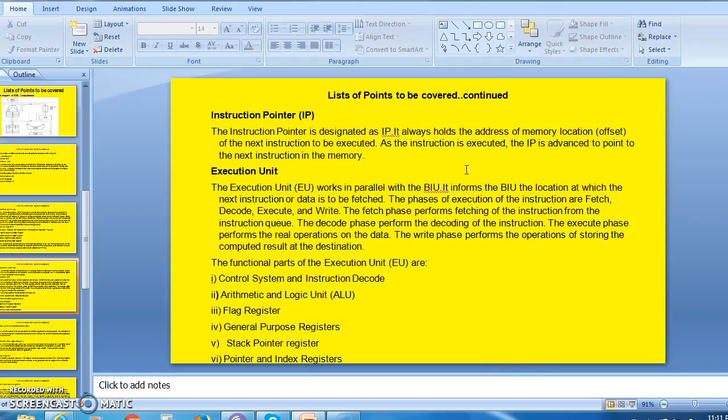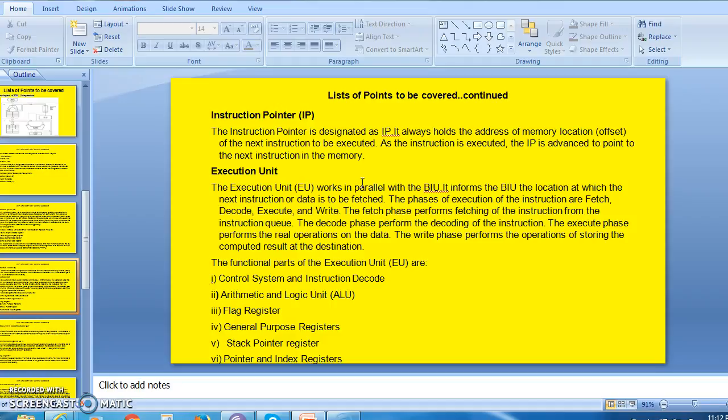Instruction pointer. It holds the address of memory location of the next instruction to be executed. It is similar to what we call the program counter in another way. That is, IP will always hold the address of the next instruction to be executed.